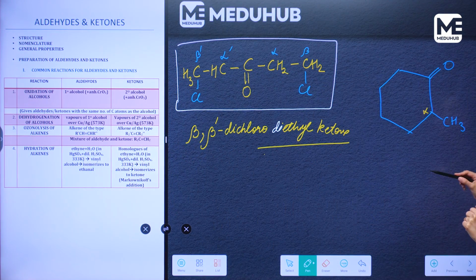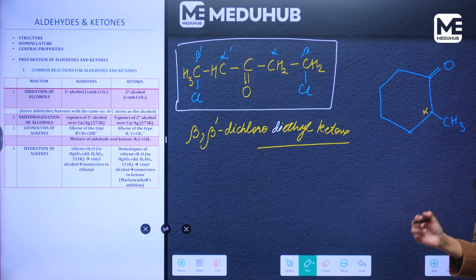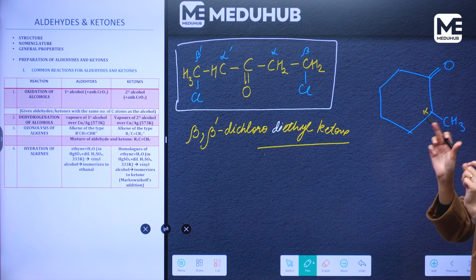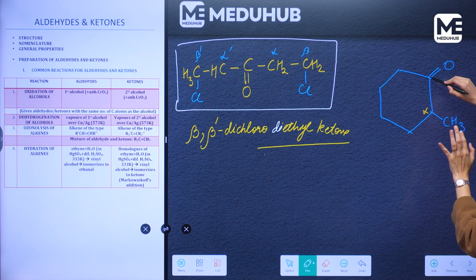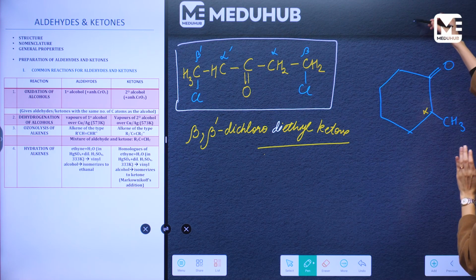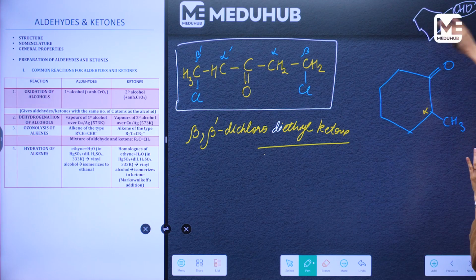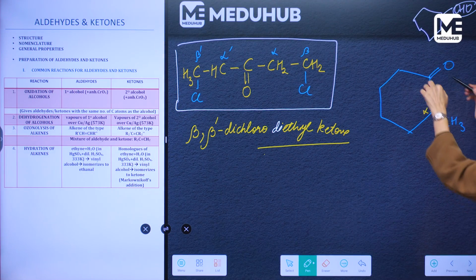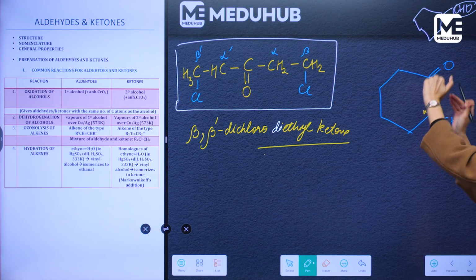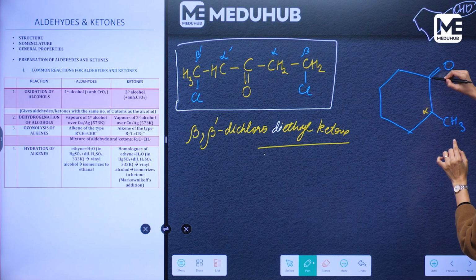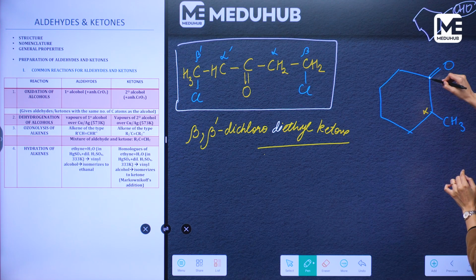And this is a cyclic ketone. Now the difference between cyclic aldehydes and cyclic ketones is that in a cyclic aldehyde, the CHO group or the aldehyde group will always be attached to one carbon of the ring. So if we have a cyclohexane, the CHO group will be outside the ring. But since in a ketone, both the valencies of the carbon are satisfied by 2 more carbons, the keto group will be inside the ring here. So this carbon will be the carbon to which the carbonyl group is attached.